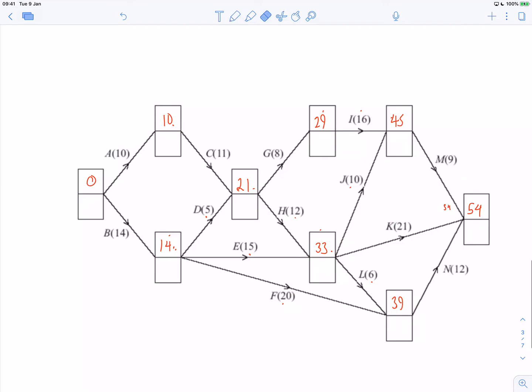Right, let's trace these all back. So if that's a 54, latest we can be there is 54. 54 minus 12 to be back here is 42. 54 back 9 is 45. 54 back 21 is 33. No, hold on. So potentially 33 there, but 45 minus 10 is 35.